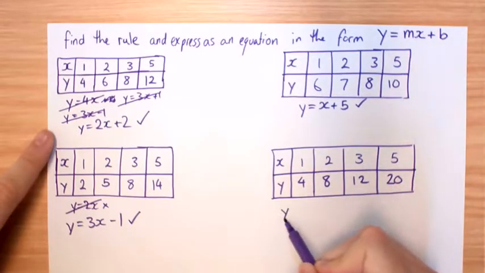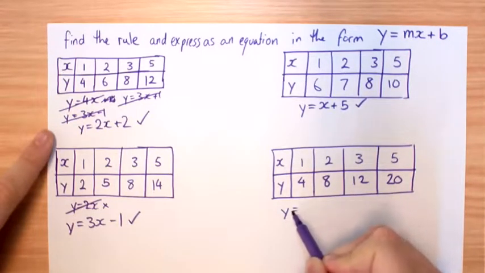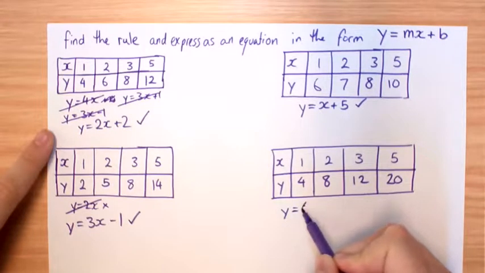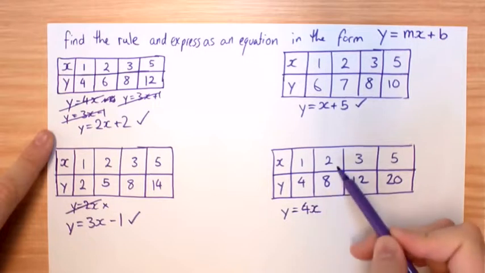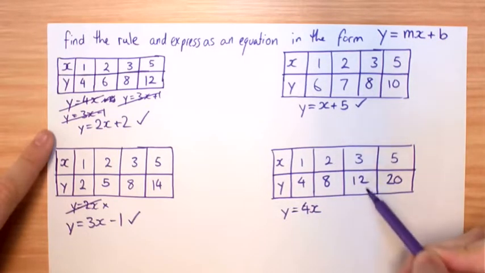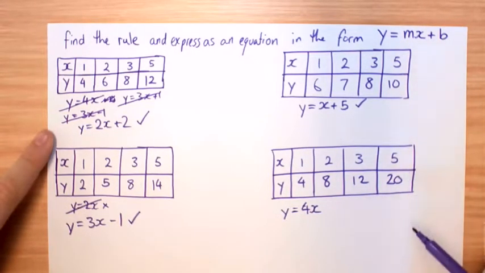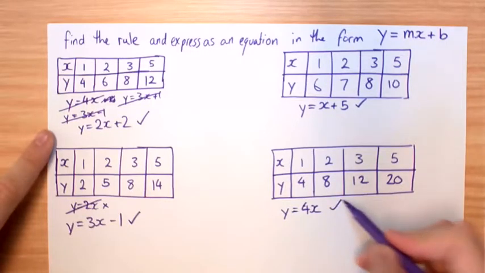So our rule right here can be y equals 4x. 4 lots of 1 is 4. 4 lots of 2 is 8. 4 lots of 3 is 12. And 4 lots of 5 is 20. And so our rule checks out.